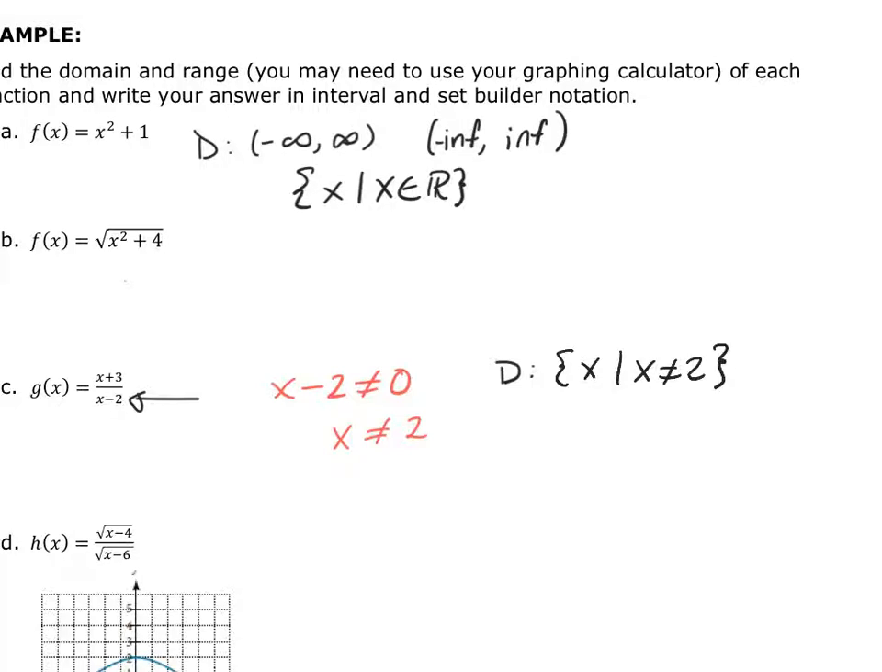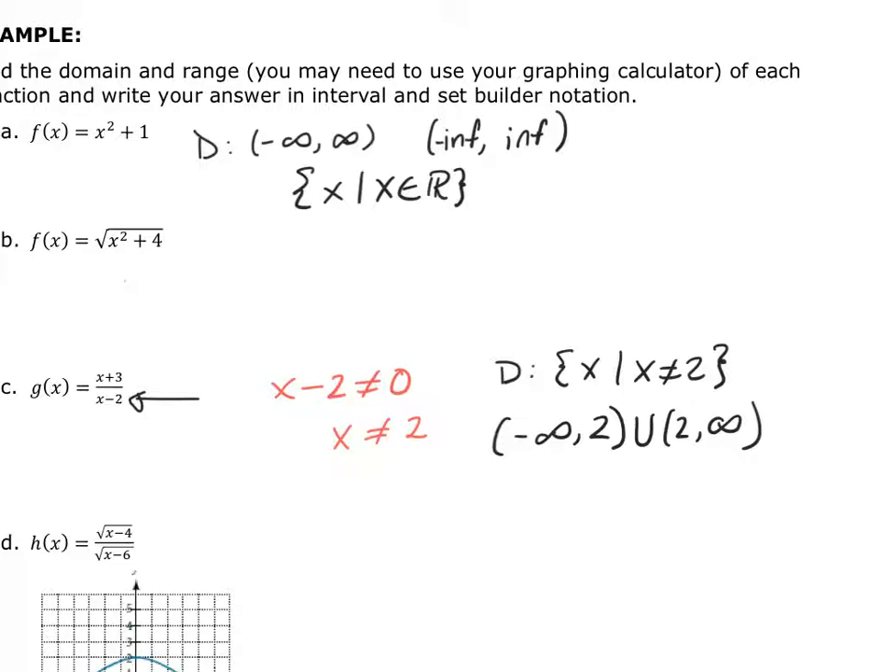Now, the interval would start out with negative infinity to 2, and then with that 2, you're going to use a parenthesis. That means you're going to get really close to 2, but you're not going to get 2. So you're going to have something really close to 2, union with 2 to infinity. And so that's what it would look like in interval notation. What kind of questions do you have for me on that one?